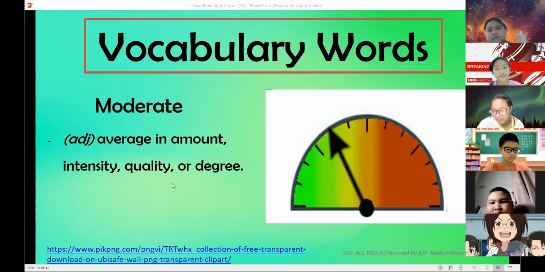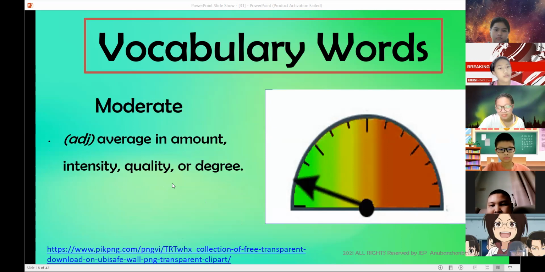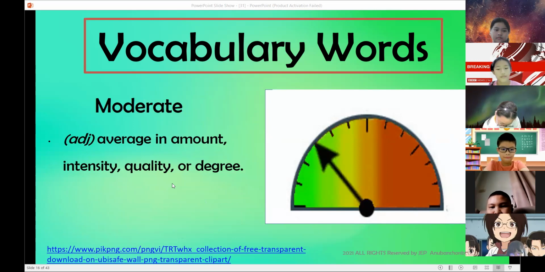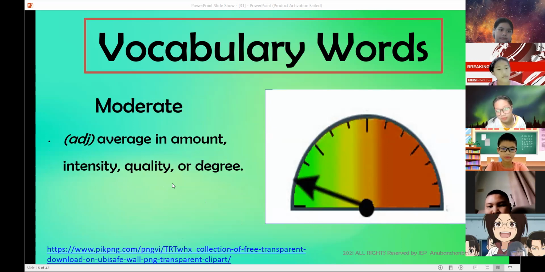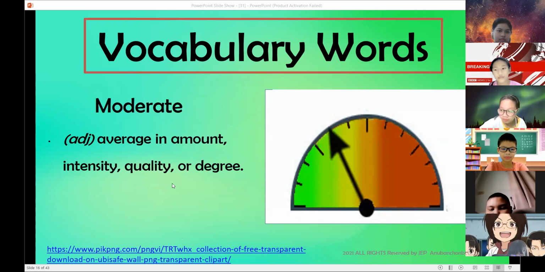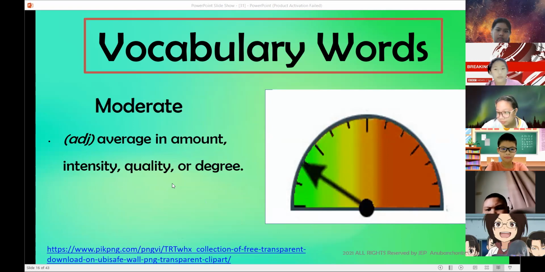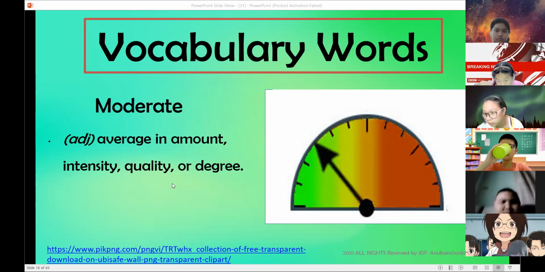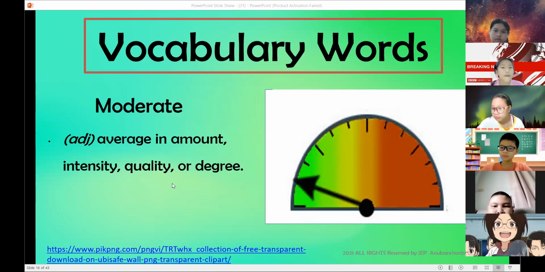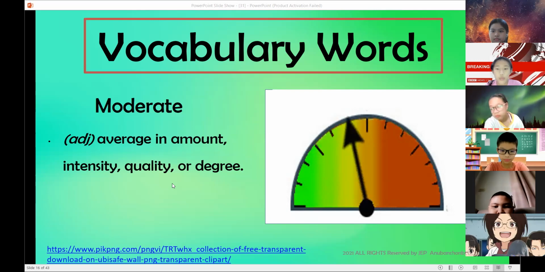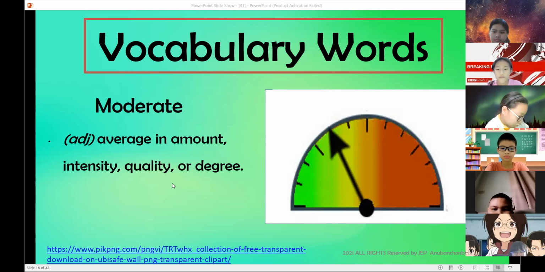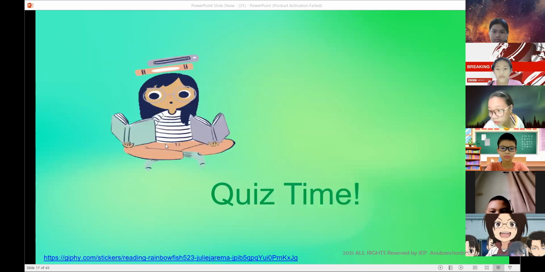And the next word here is the word moderate. I think this is the last word. So moderate here means the average in amount, intensity, quality, or degree, okay? So for example, when you exercise, it should be moderate only, not too much, not too little. Just moderate. When you bike, when walking or running, it should be moderate only. Or when you eat as well, everything should be in moderation, not too much, not too little.